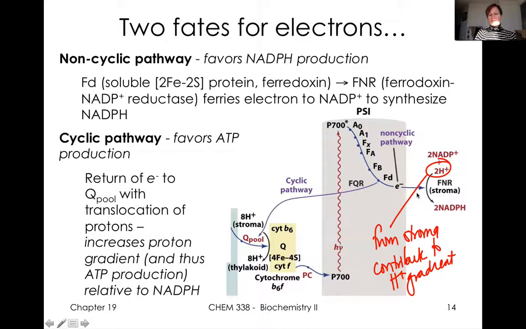Non-cyclic pathway just has those electrons continue from ferredoxin over to FNR and generate NADPH. The cyclic pathway is going to have those electrons be redelivered to a pool of plastoquinone molecules, and those will then be allowed to go back through the Q cycle and generate an even stronger proton gradient. So again, the needs depend on whether you're favoring NADPH production for the non-cyclic pathway or ATP production for the cyclic pathway.